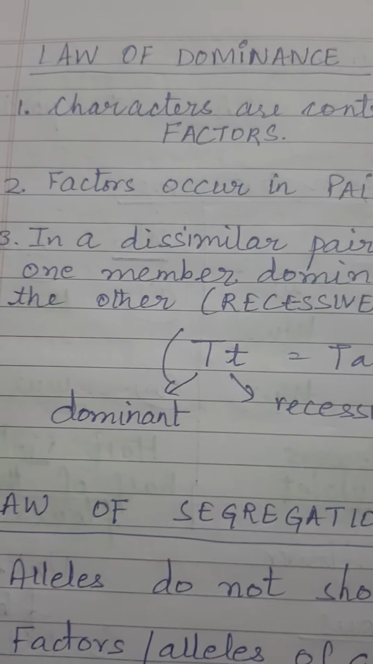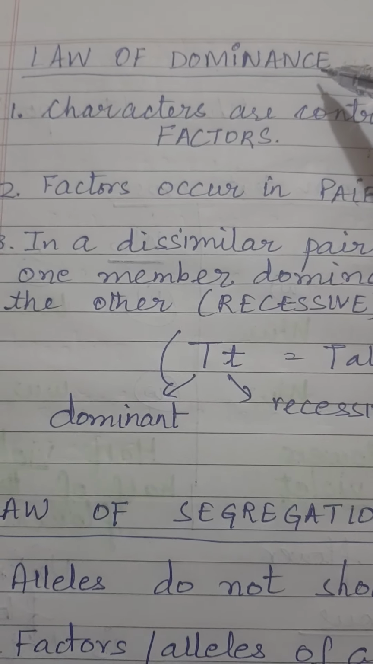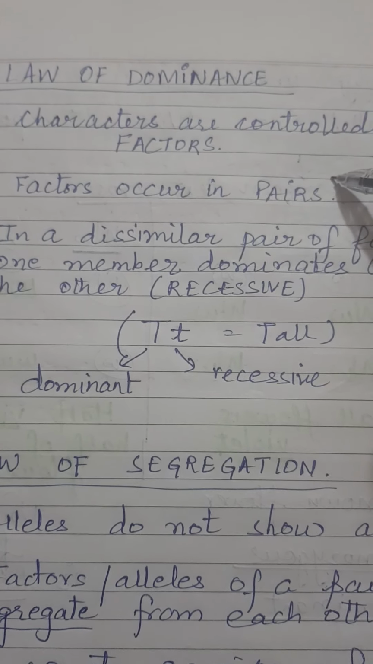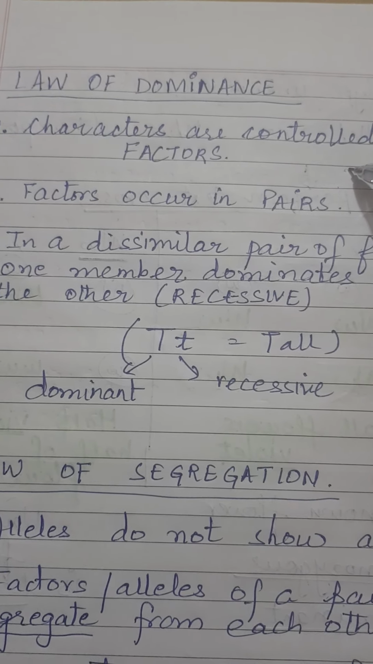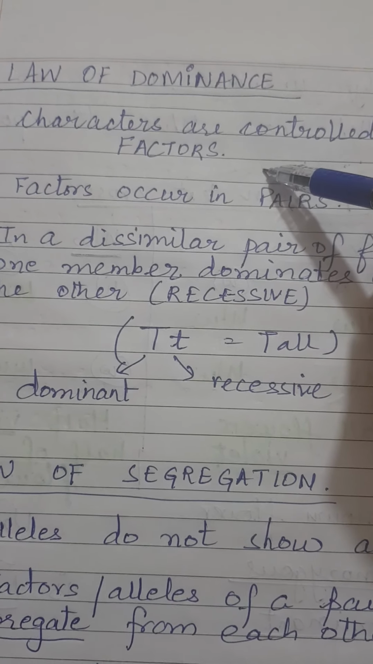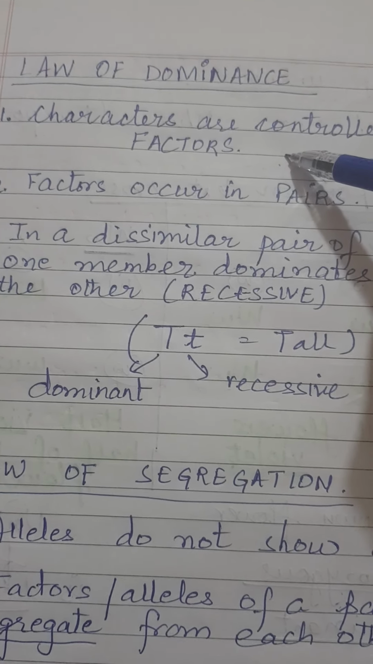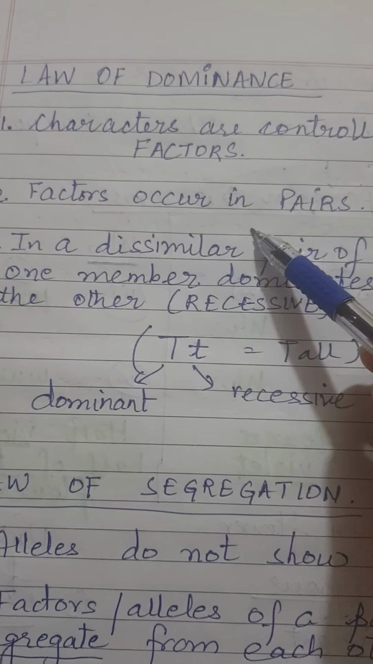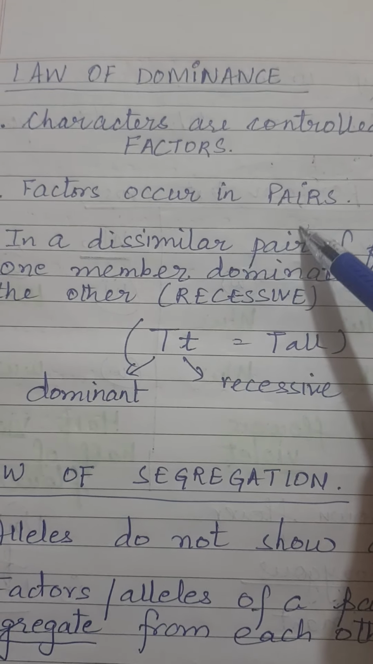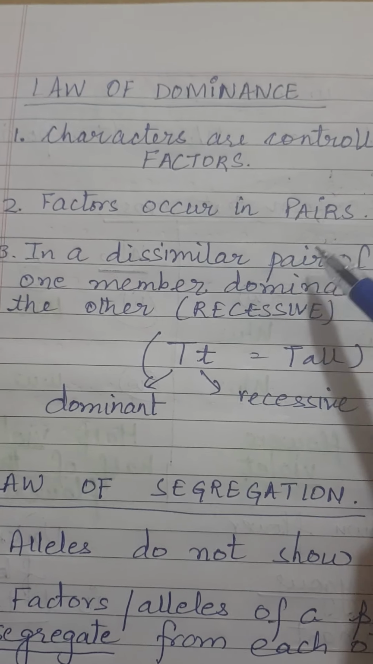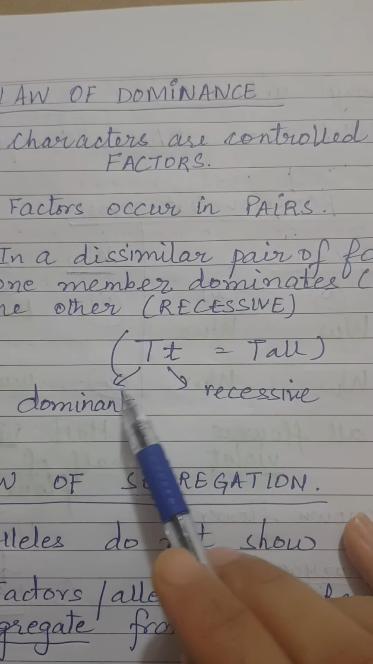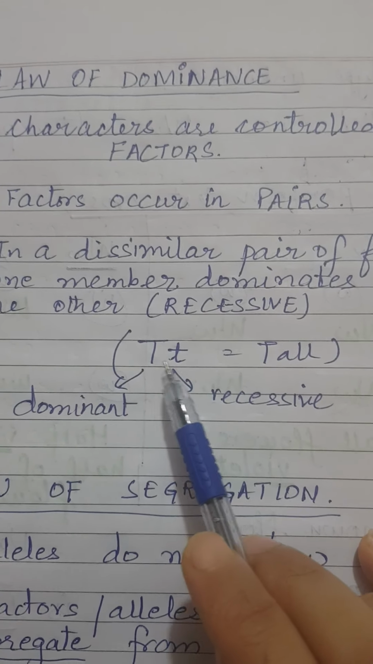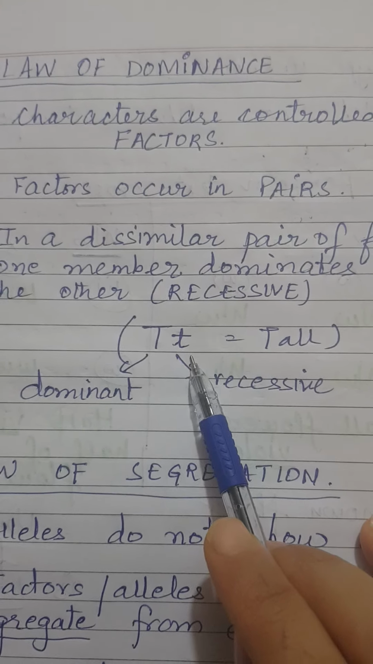Now, on the basis of these crosses, the two laws of inheritance. One is the law of dominance, which means that the characters Mendel studied are controlled by certain units of inheritance, which he called factors, and now we know them as genes. These factors occur in pairs in the chromosomes, so genes are also in pairs. In a dissimilar pair like this one, one member is dominant over the other. If this is dominant, this is recessive.